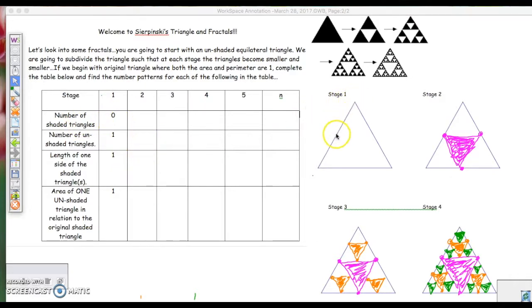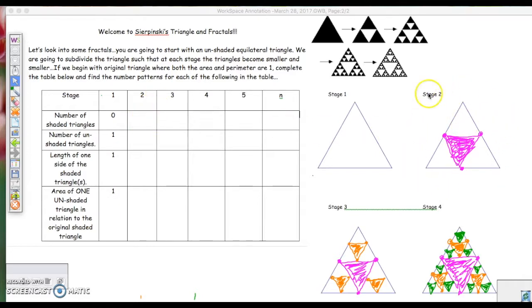And let's say we made the length of this side 1, because I believe up here, if we begin with the original triangle, both the area and the perimeter are 1. So the area of this triangle here is 1. So based on that, we're going to see what happens to the other triangles as we move along. So we know the length of one side of this original triangle is 1, and the area of it is also 1. Now we go into stage 2.